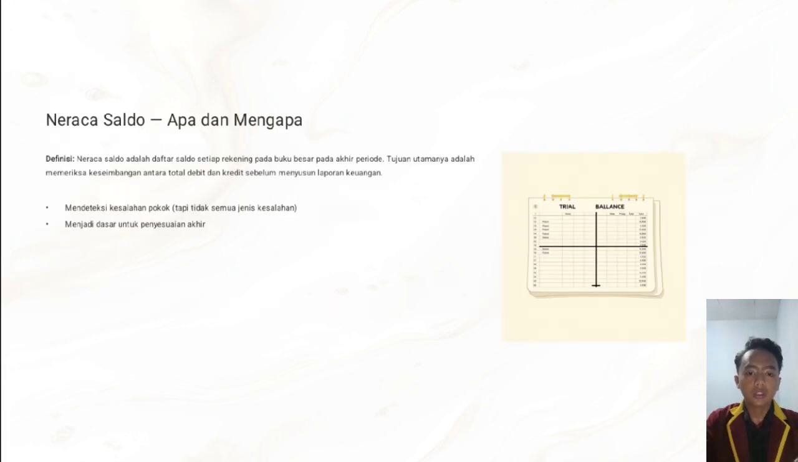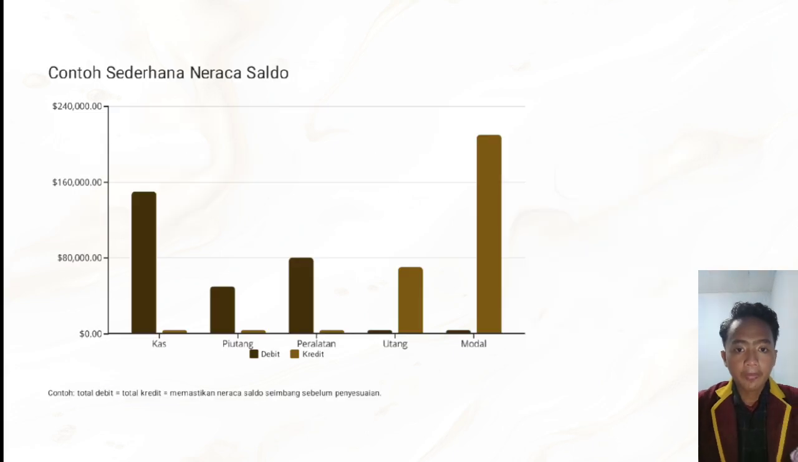Trial balance is a list of all account balances in the general ledger at the end of a period. Its main purpose is to check whether the total debits and credits are balanced. Before preparing the financial statements, it also helps to detect basic errors and serves as the foundation for final adjustments. And next, here is a simple example of a trial balance.